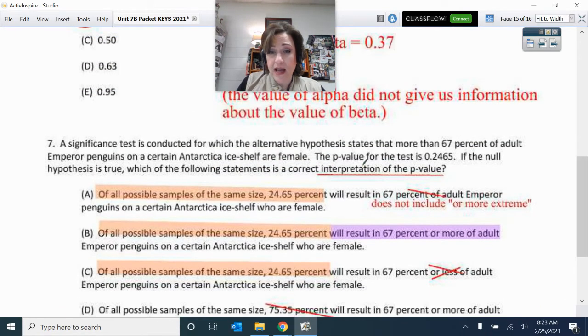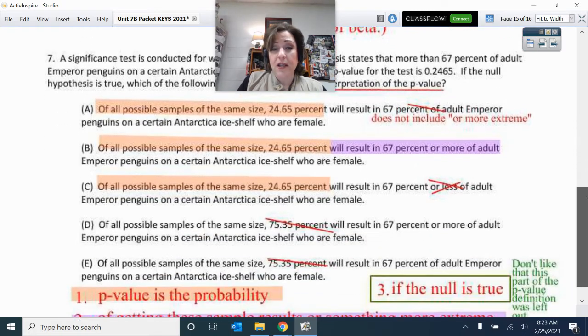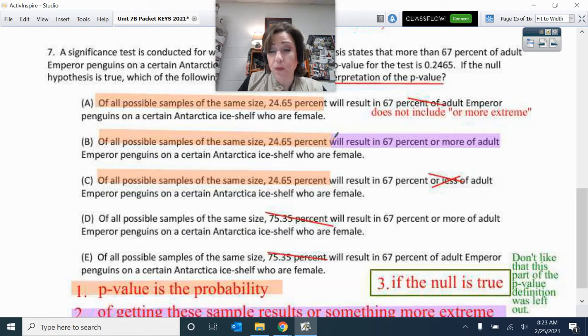Well, this problem was about a hypothesis where the alternative says we want more than 67% of adult emperor penguins to be female. So more extreme is more than 67%. That's why I have this in purple: more than 67% of the adult emperor penguins are female. Not less than, like choice C, and A doesn't include the 'or more extreme.' It just says it is 67.